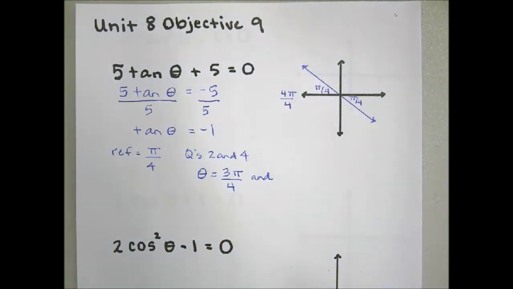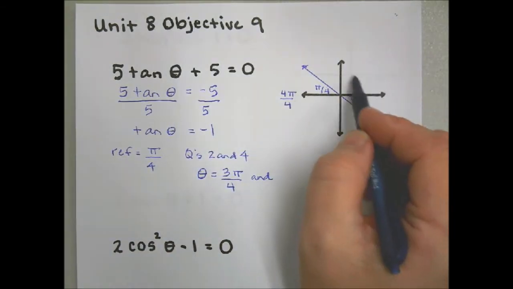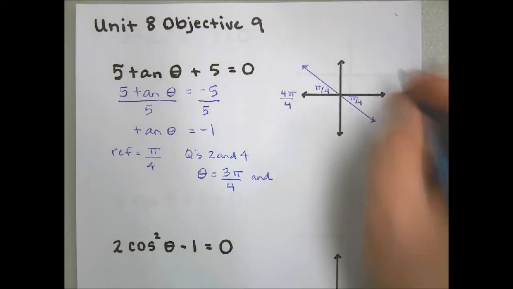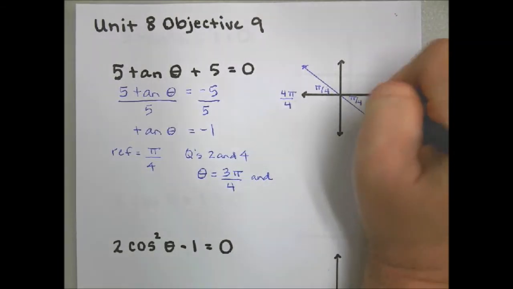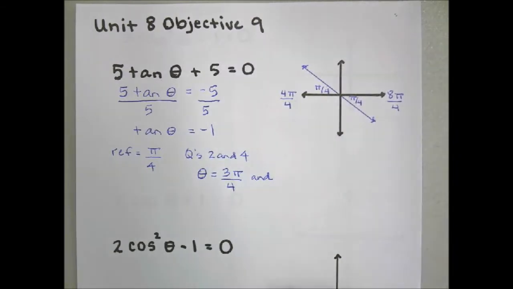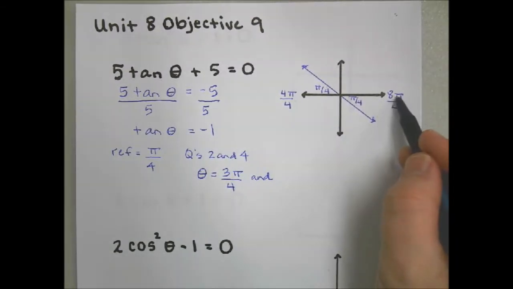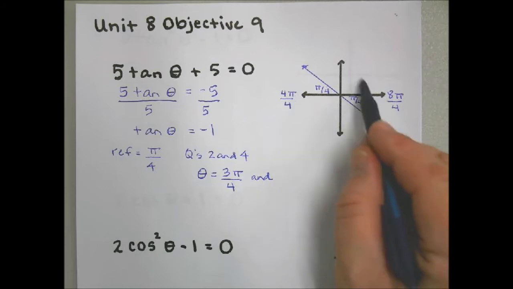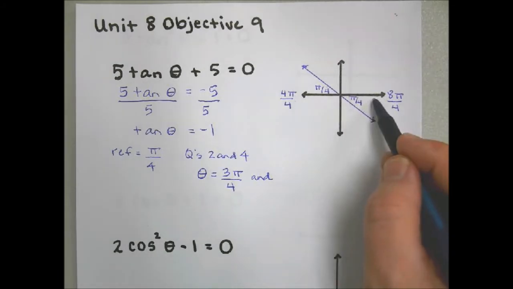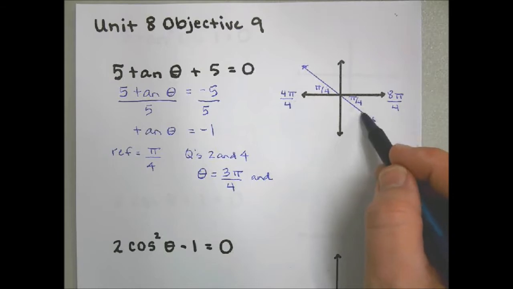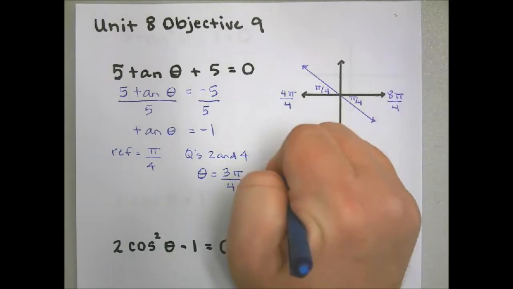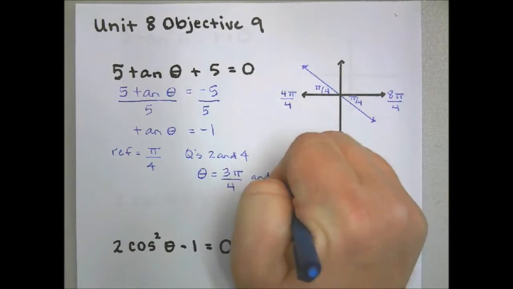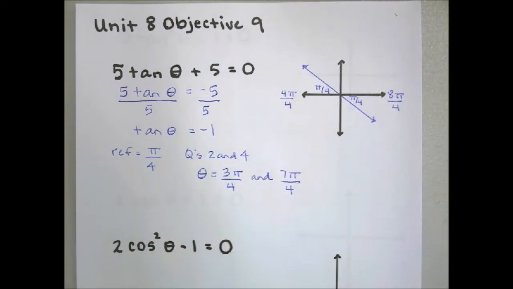But there's a second answer. Let's go all the way around. If this is 4 pi over 4, then this would be 8 pi over 4, which is reduced down to 2 pi. So if we think of going all the way around as 8 pi over 4, but we have to subtract a pi over 4 because we didn't quite make it, we would be at 7 pi over 4. And that would be your two answers to that problem.